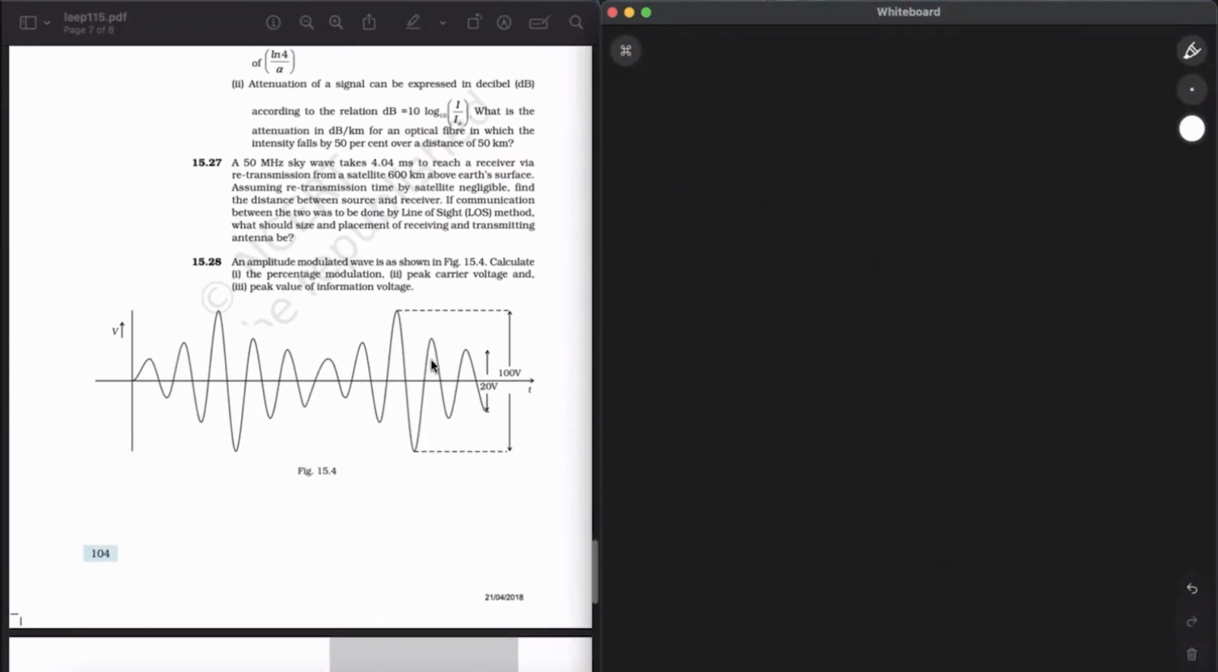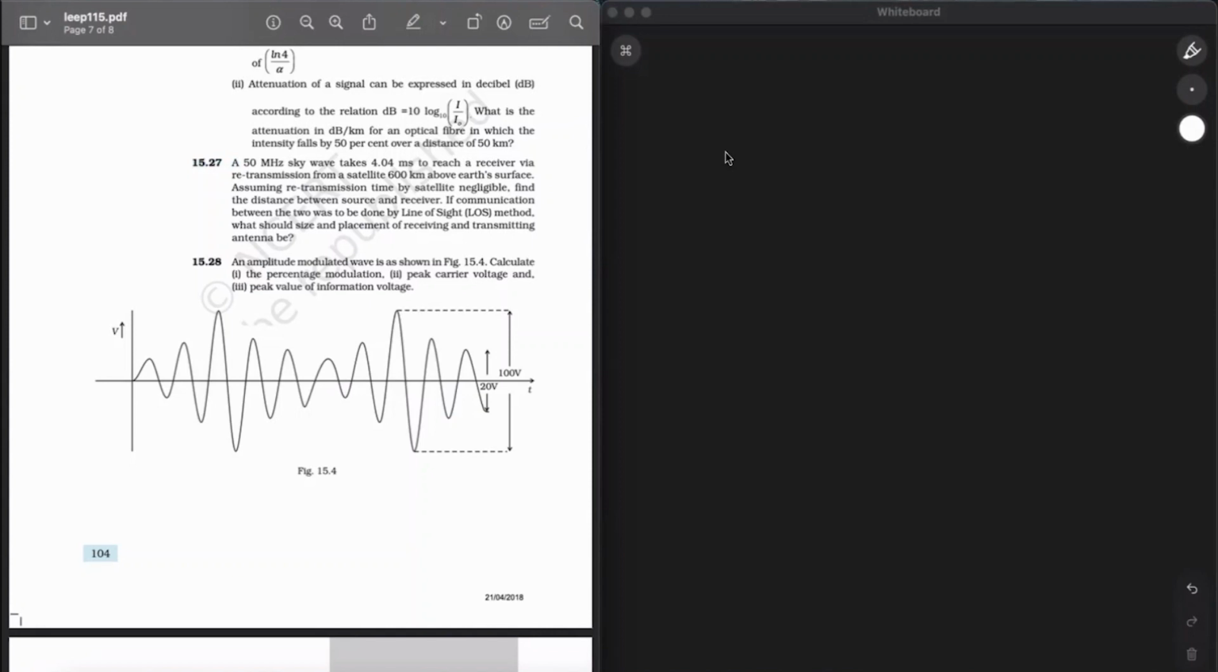So the next question is question number 27. A 50 megahertz skywave takes 4.04 milliseconds to reach a receiver via retransmission from a satellite 600 km above Earth's surface. Assuming the retransmission time by the satellite is negligible, find the distance between source and receiver. If communication between the two was to be done by the LOS method, what should be the size and placement of the receiving and transmitting antenna? Mark this question important. Question number 27 is an important question.